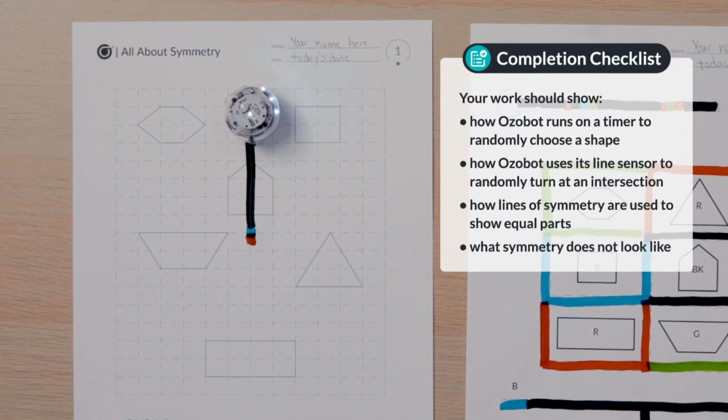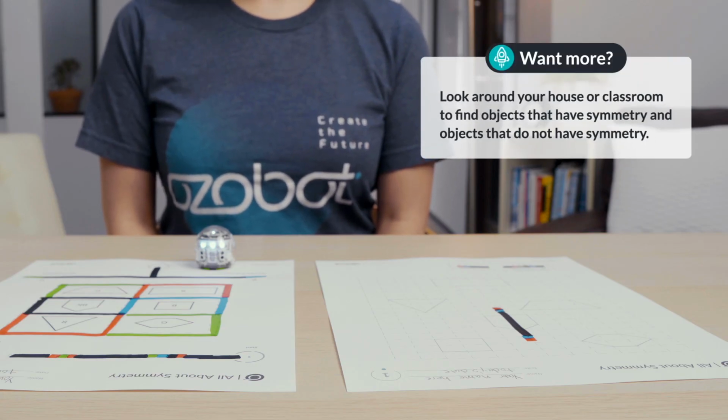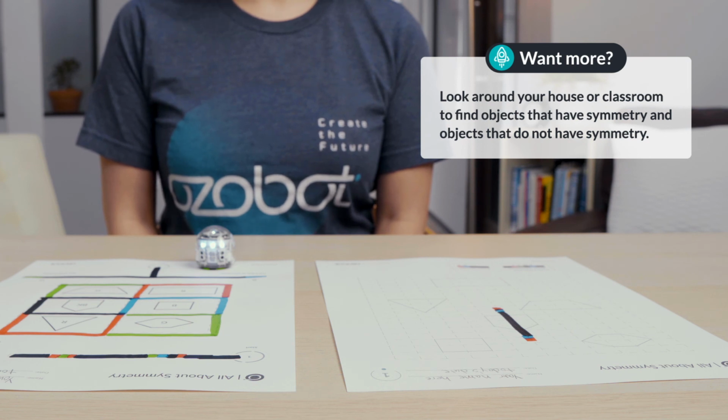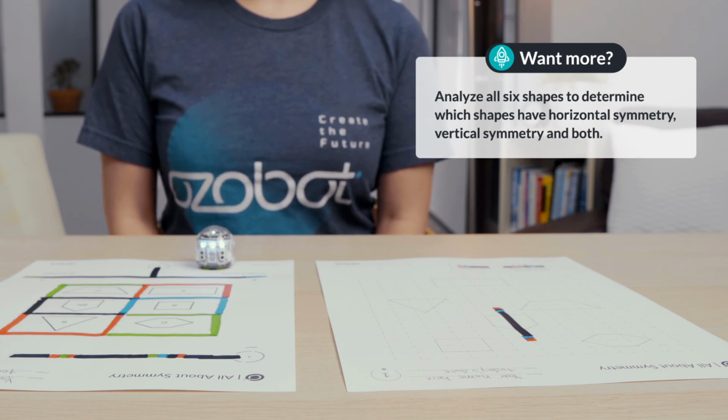Your work should show how Ozobot runs on a timer to randomly choose a shape, how Ozobot uses its line sensor to randomly turn at an intersection, how lines of symmetry are used to show equal parts, and what symmetry does not look like. If you're looking for more to do, look around your house or classroom to find objects that have symmetry and objects that do not have symmetry. Or analyze all 6 shapes to determine which shapes have horizontal symmetry, vertical symmetry, and both.